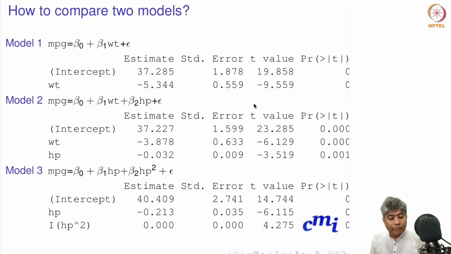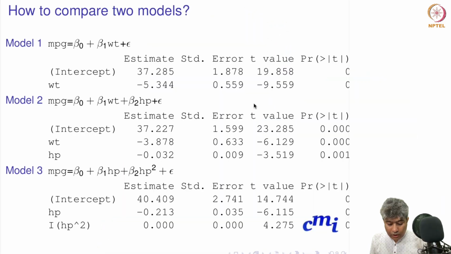Welcome back to part B of lecture 5, and we are going to talk about how we compare two models. In fact, we are going to talk about how we compare multiple models. Now, in this lecture, we will start with three possible models.